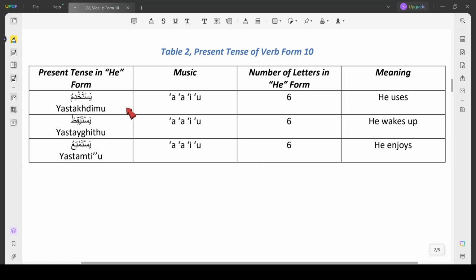Let's start. يستخدم يستيقظ يستمتع. And now all of them in a row. يستخدم يستيقظ يستمتع. Now let's go to table 3 for the past tense and the present tense together.